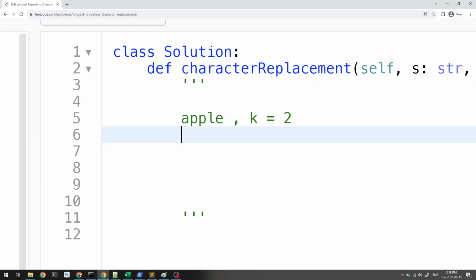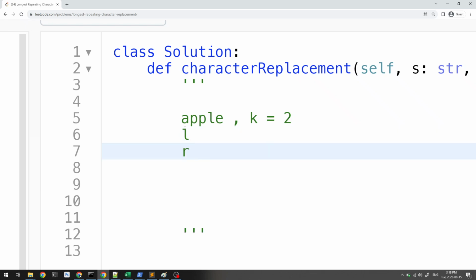We have 2 pointers, right? We have a left pointer and we have a right pointer, and we consider a window. In this case, we're just considering the window of A. Now, we already agreed that if the length of the string is less than or equal to k, then the maximum number of replacements we can do is just 2 itself, right? So we don't really care about this one.